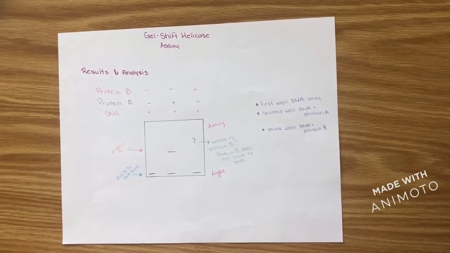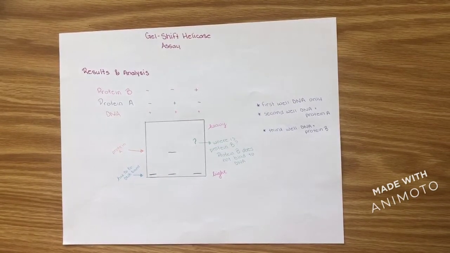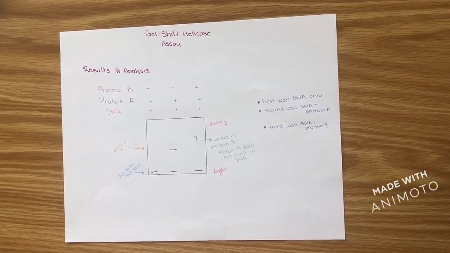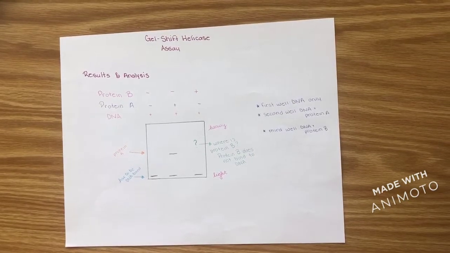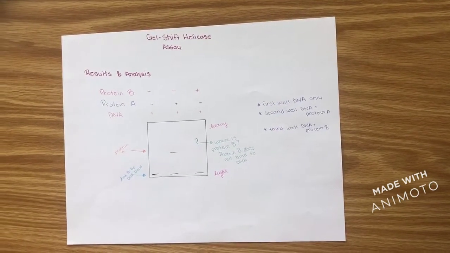The second well has another band. This must be protein A, as it is the only other thing other than DNA in that well. But where is protein B? It is shown here that protein B does not bind to DNA.